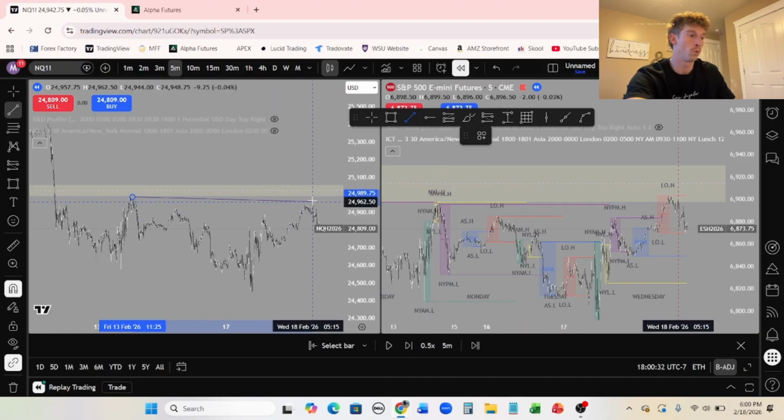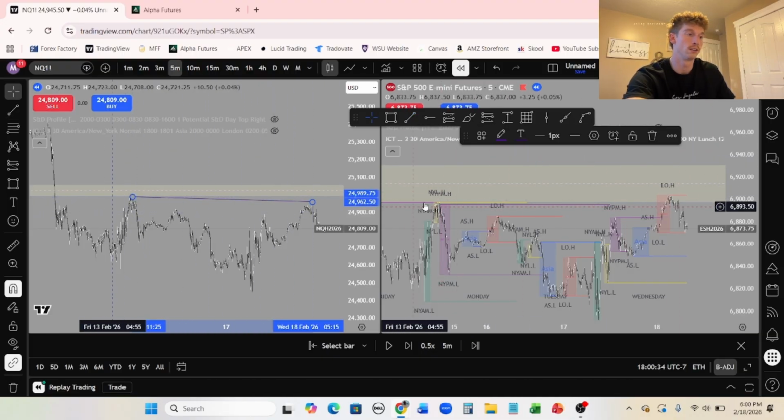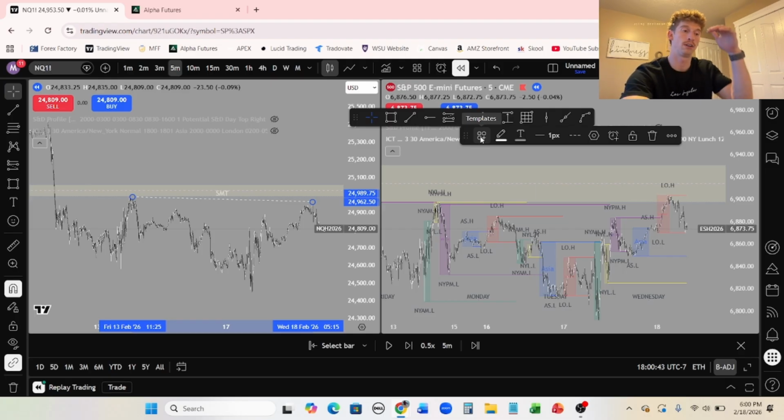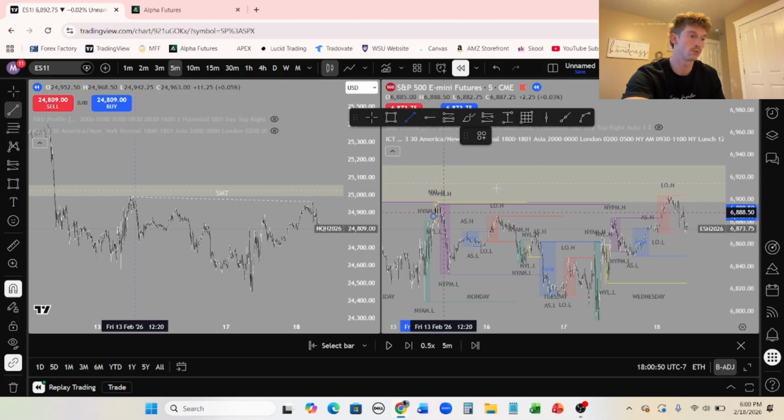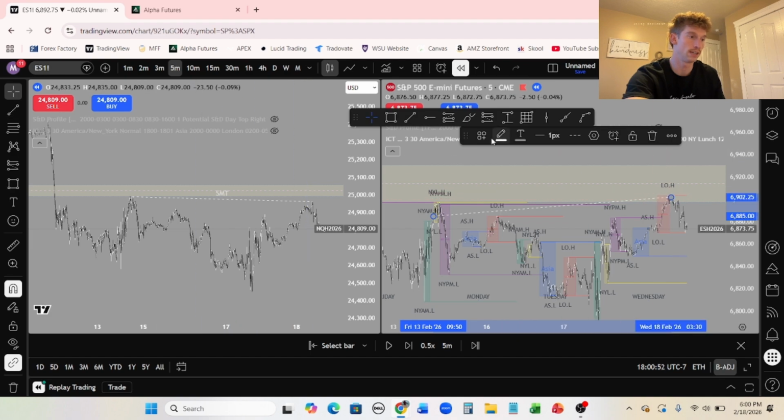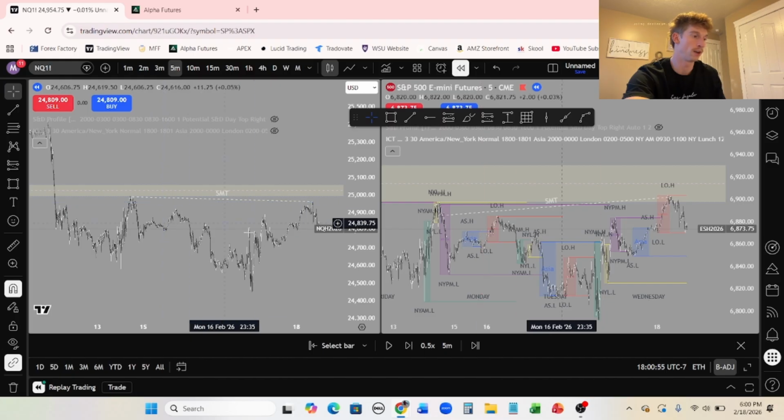And that is where one takes out a high, like this one right here took out this high, and the other one doesn't. So that tells us that NASDAQ failed to take out that high, but ES did, and that is a confluence that tells us that the market wants to go down. So let's go ahead and mark out this one here. I know it's not perfect, but you get the idea. So we took out the high on ES and we did not on NQ.